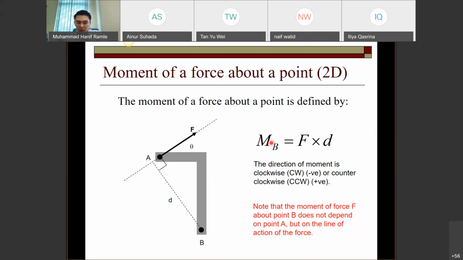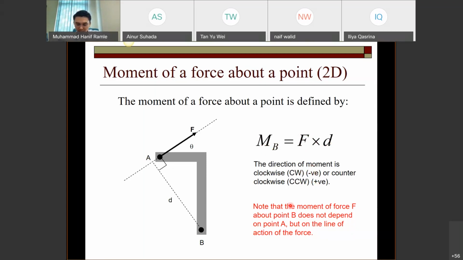M, moment about point B. So we put point B. M, moment of a force about a point, equal to F times D. F for force, D for distance. The direction of moment is clockwise, and the clockwise is negative, or counterclockwise, CCW, is positive.